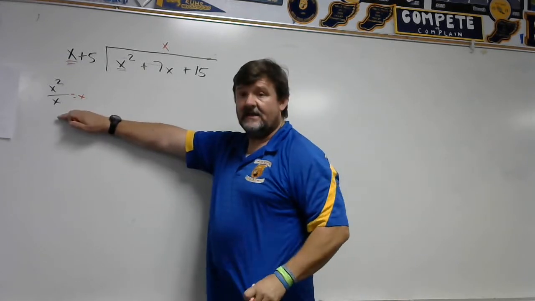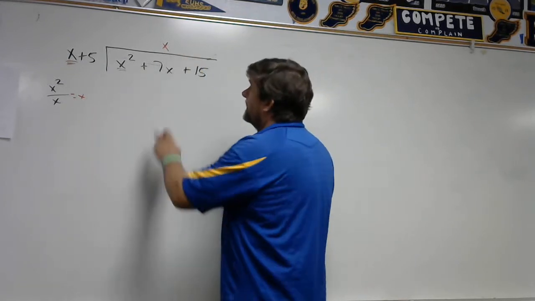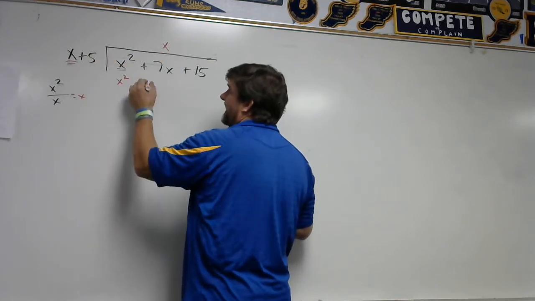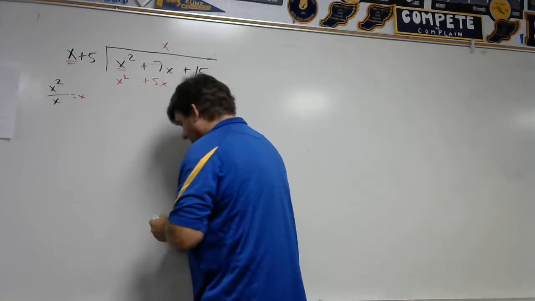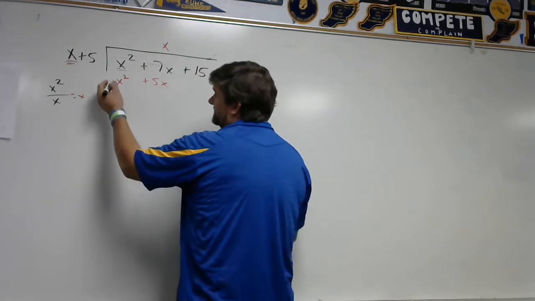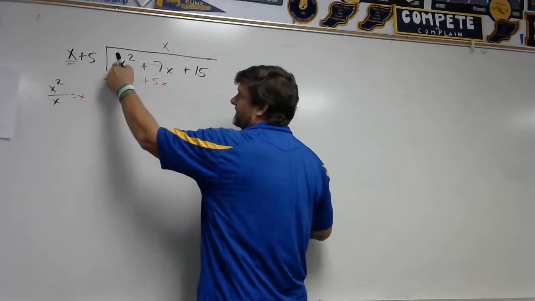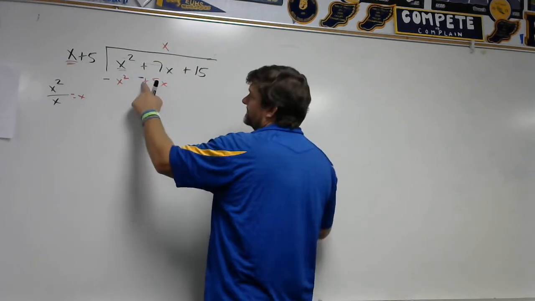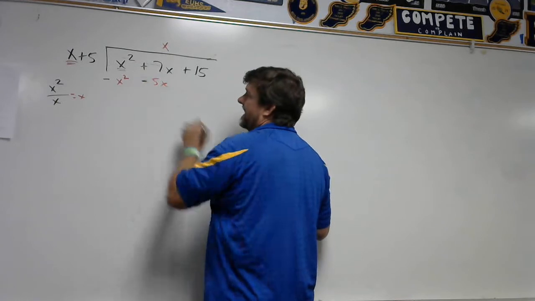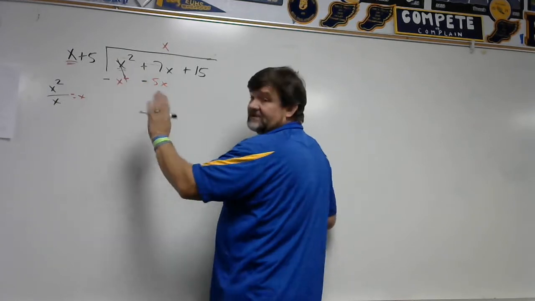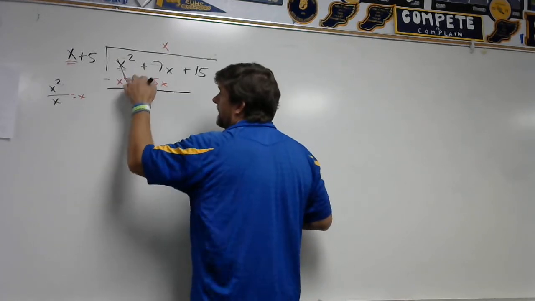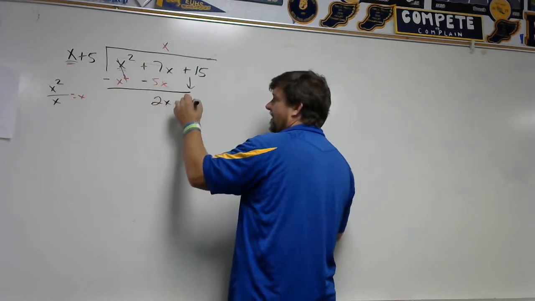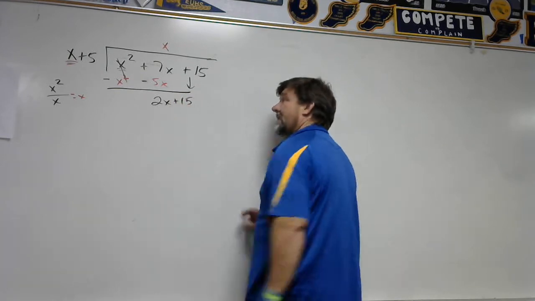So we divide, now we multiply. Multiply x times x, which is x squared, x times 5, which is 5x. Now from there, we have to subtract both of these. If I subtract this one, it's going to change the sign, so this is going to become a negative. So these cancel, that's my whole goal. 7x minus 5x gives me 2x. I bring down my other placeholder.